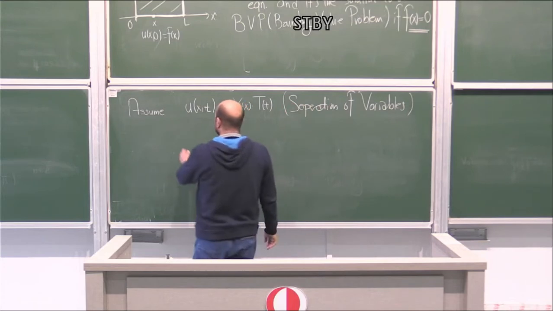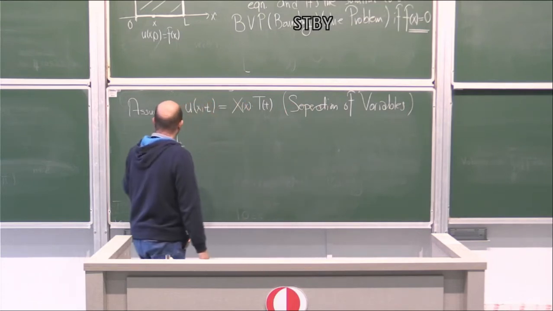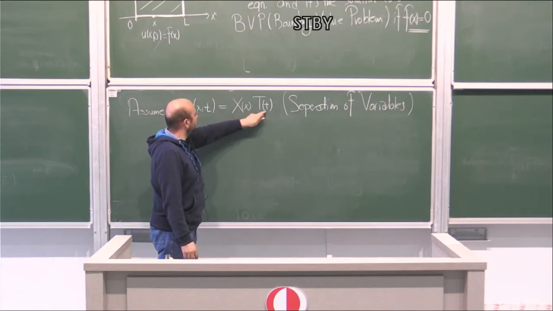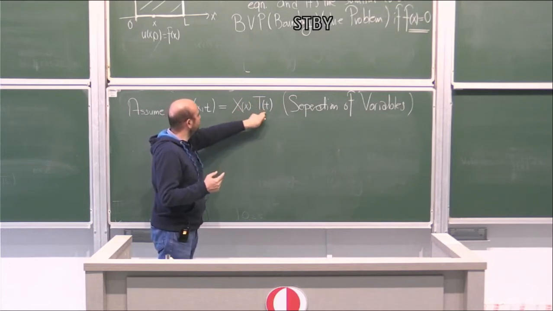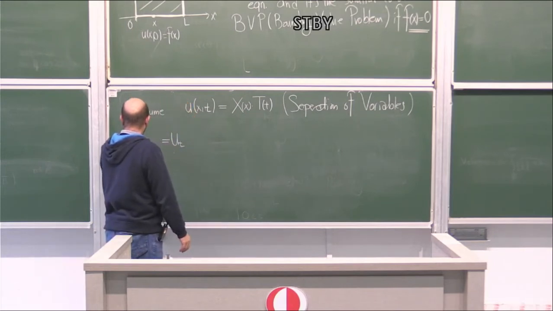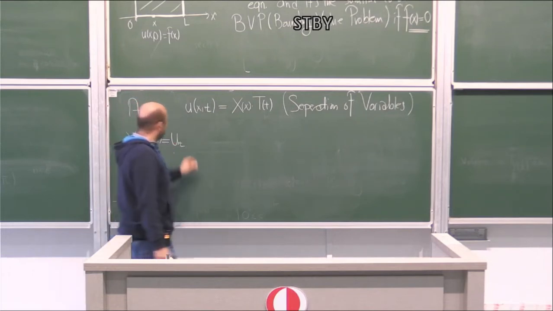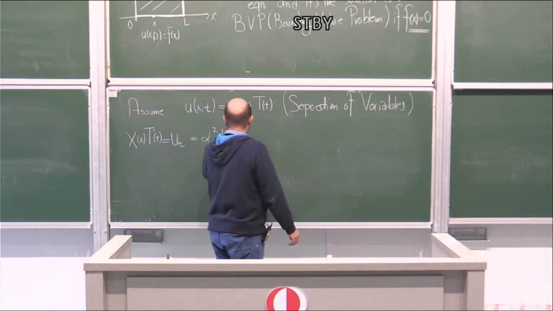So if you look at u sub t, it means taking the derivative of this with respect to t, but there's only t here, and this capital T depends on just t. So taking the derivative of this means just the ordinary derivative. So we have X of x times T prime of t. That's u_t. So this must be equal to alpha squared u sub xx.